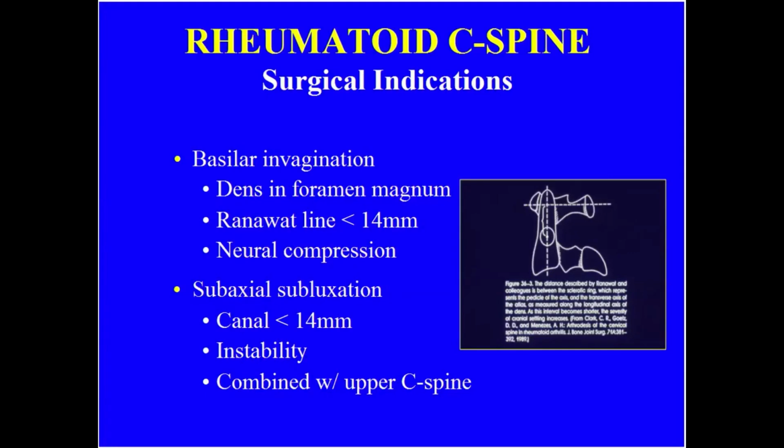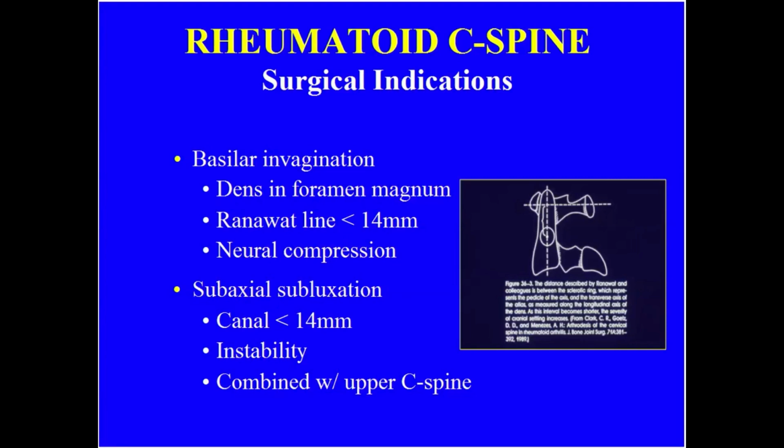If you have basilar invagination, that's an indication for surgery. If you see the dens in the foramen magnum, that's an indication for surgery. This is the Ranawat line, a line across the ring of C1. You drop it perpendicular down to the pedicle of C2. If that's less than 14 millimeters, that's indicative of basilar invagination or superior migration of the dens. And certainly, if you see the dens with compression against the brainstem, that's an indication for surgery.